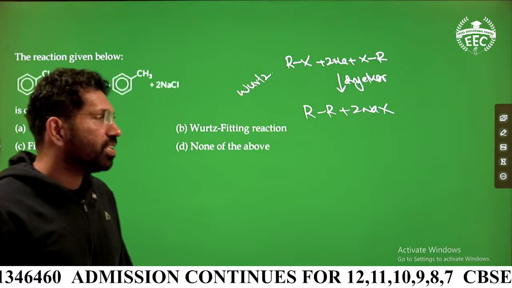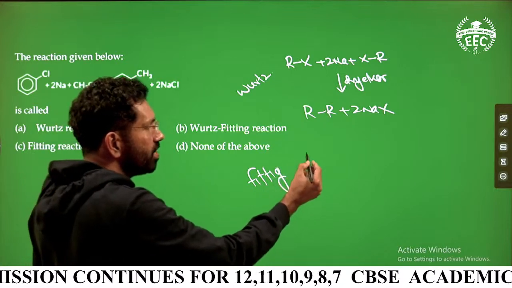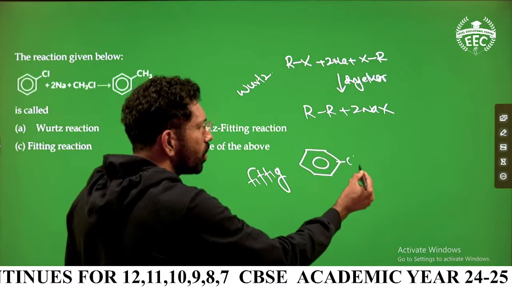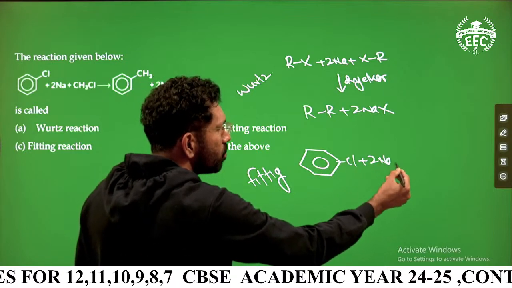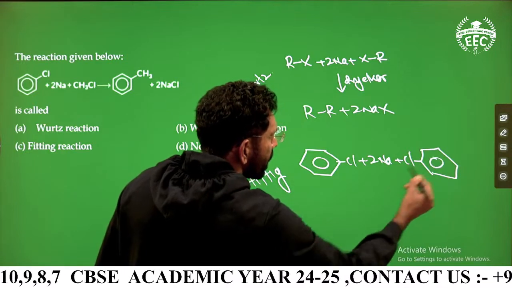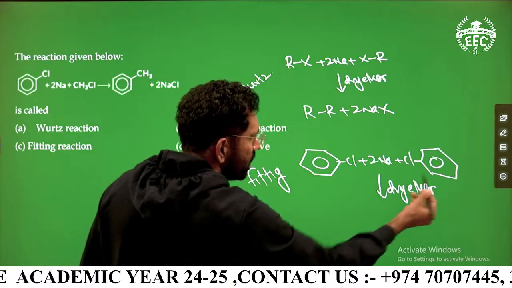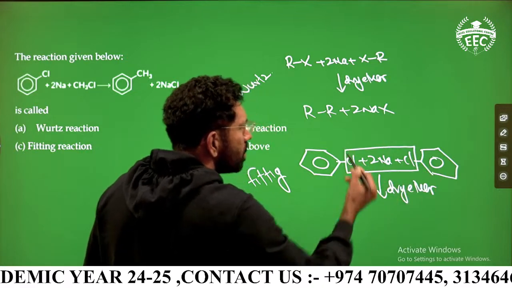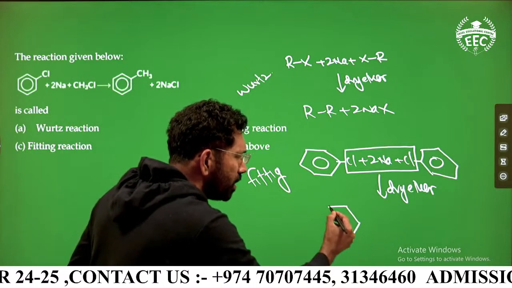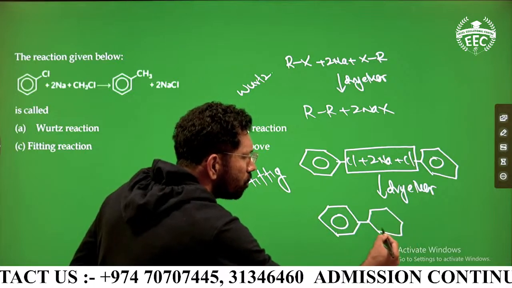Then what is Fittig reaction? So easy. Fittig reaction is like that. 2 aryl halide. We are taking 2 aryl halide. For example, I am taking chlorobenzene plus metallic sodium. Again chlorobenzene. We are treating in presence of dry ether. You can remove this Na and Cl. You can connect these two. You will get biphenyl, or we can say diphenyl. This is equal to Fittig reaction.